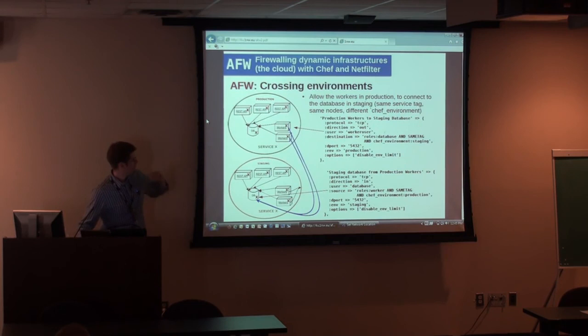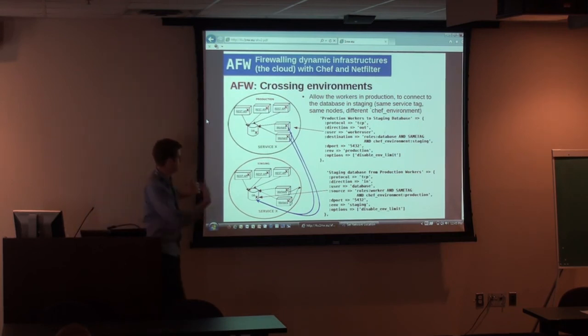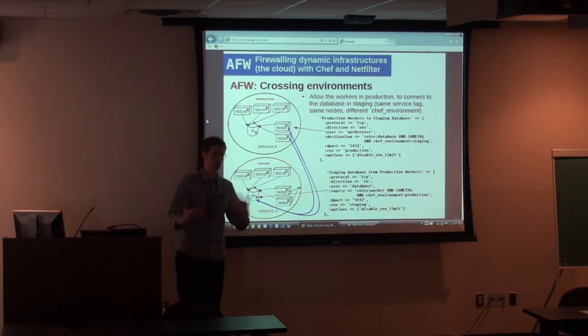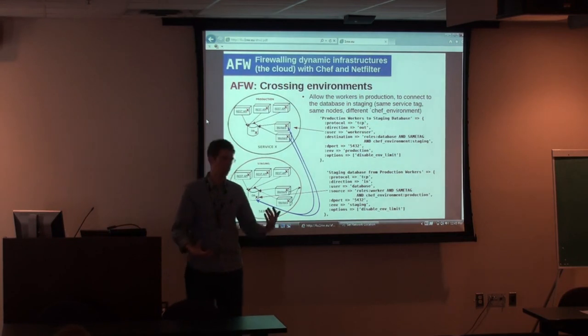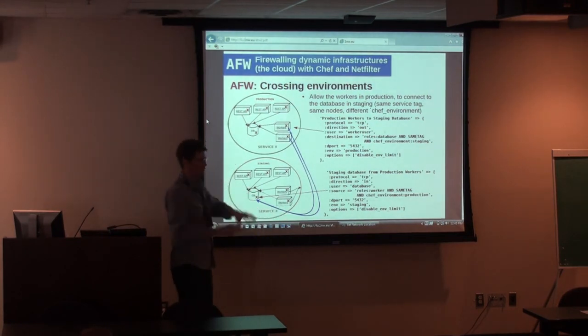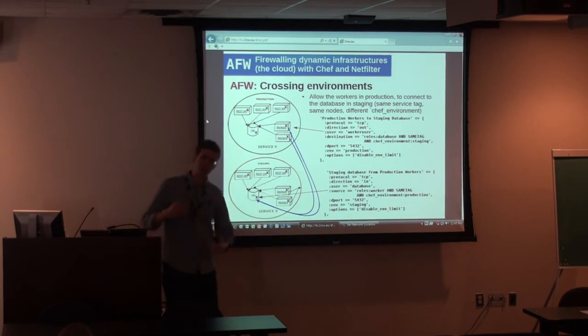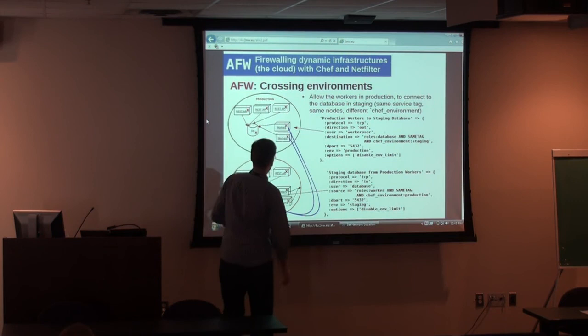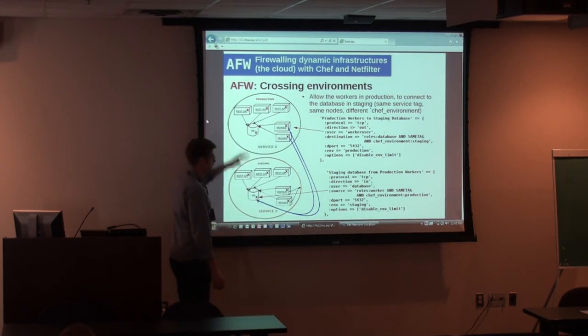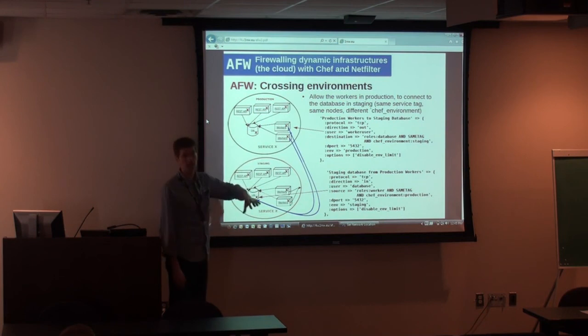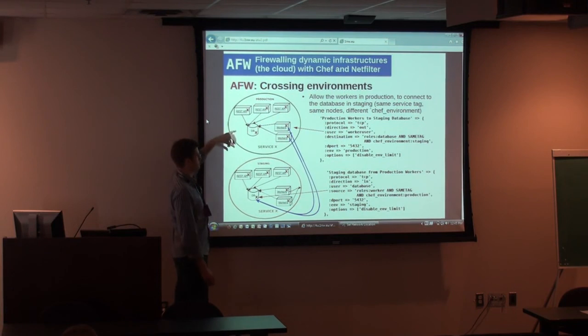Crossing environments. Typically, when we provision a service, we provision two versions of the service, one in staging, one in production. And they are isolated. The database in staging for service X cannot connect to the database in staging in service Y. But sometimes you want to open those rules. And in our security model, staging is way less secure than production. So we definitely don't want systems in staging to connect to production.